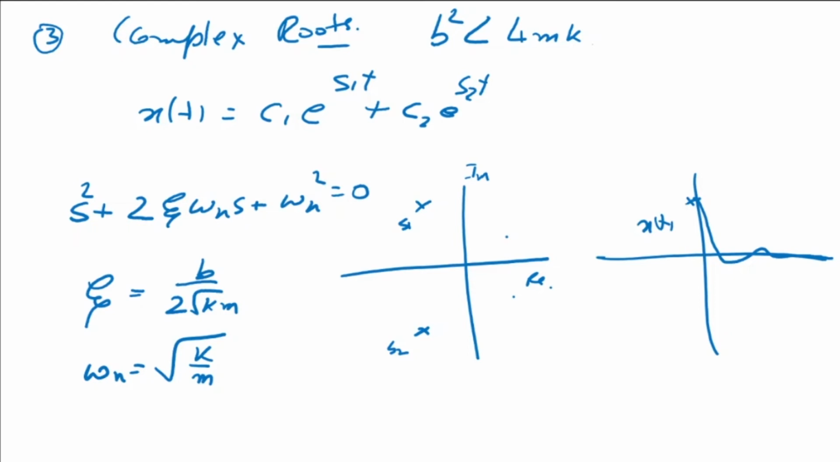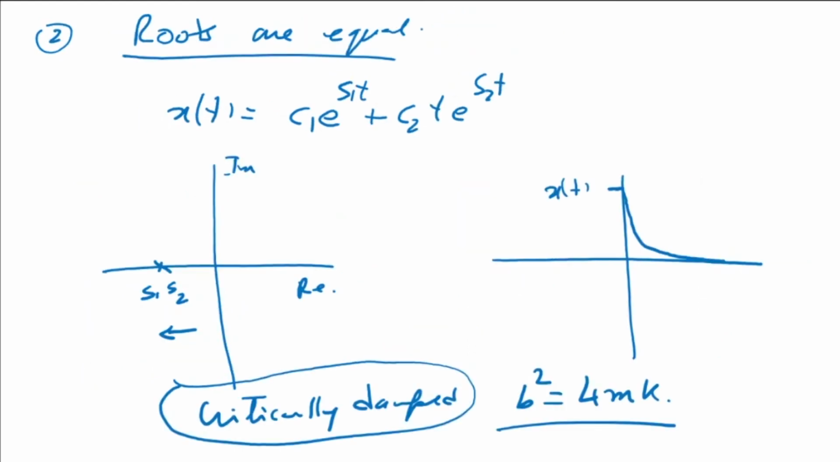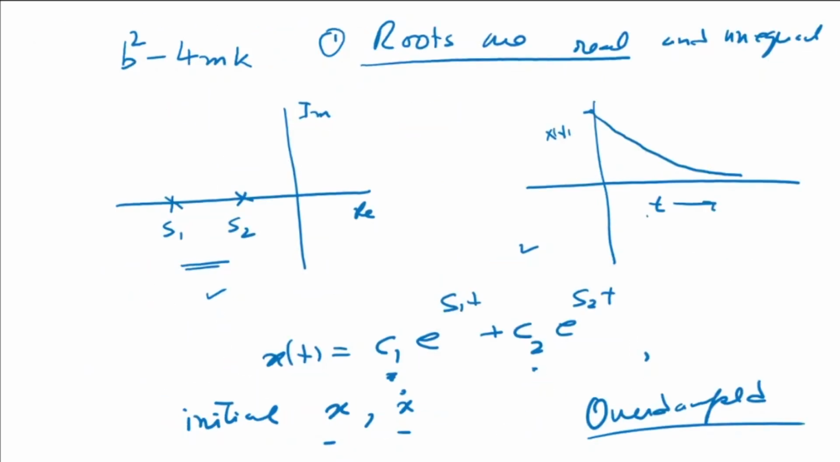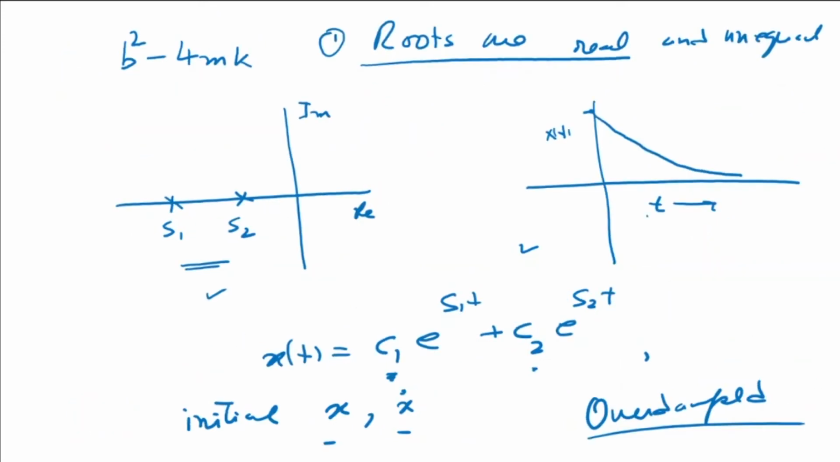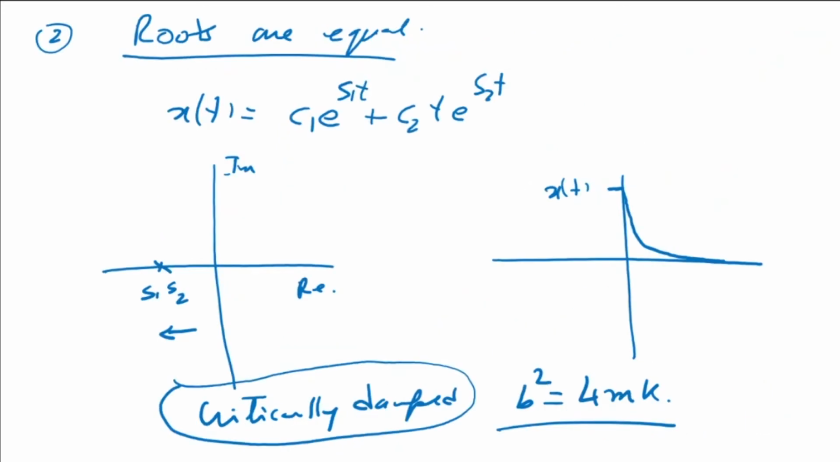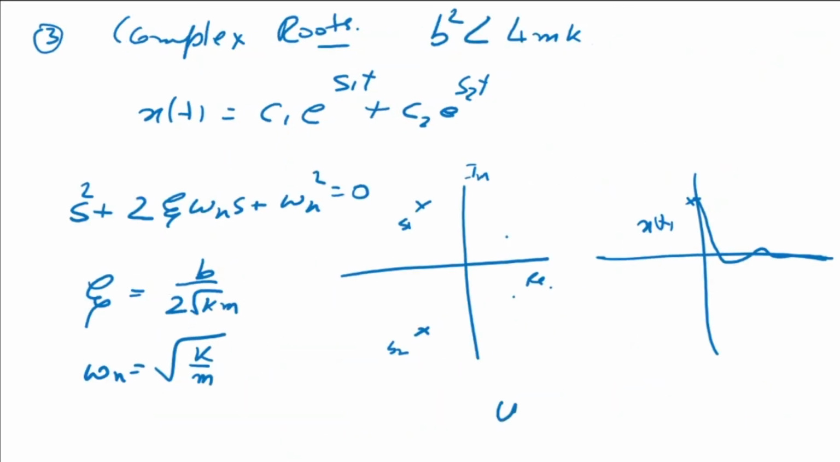These are the only three conditions that are there for a second order system represented by this equation, depending on whether b squared is greater than 4mk, equal to 4mk, or less than 4mk. So depending on the values of m, b and k, the system is going to behave in a particular way. Either it is going to be overdamped, critically damped, or underdamped. So this is an underdamped system.